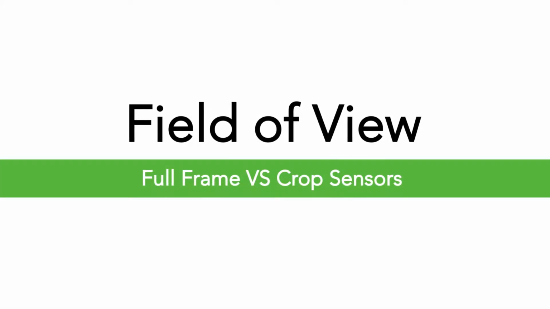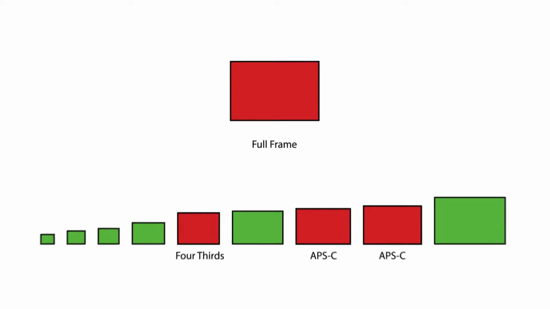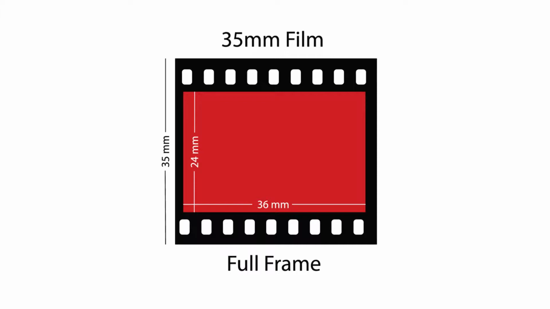Kia ora and welcome to the short video about full frame and crop sensors and how the image sensor size affects the field of view. Digital cameras use different image sensor formats. For example, 4/3, APS-C or full frame. Full frame is a term used for an image sensor format which is the same size as 35mm film.